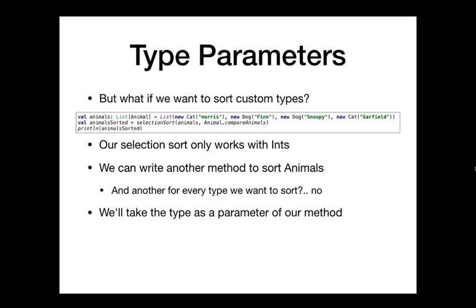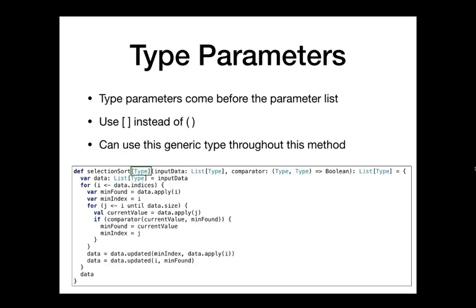But we didn't get all the way there yet. How do we sort this? How do we get this behavior out of our selection sort? How do we sort these animals based on a custom type that we wrote without writing int selection sort, animal selection sort, double selection sort, string selection sort? How do we do that without getting really messy here? And for that, type parameters.